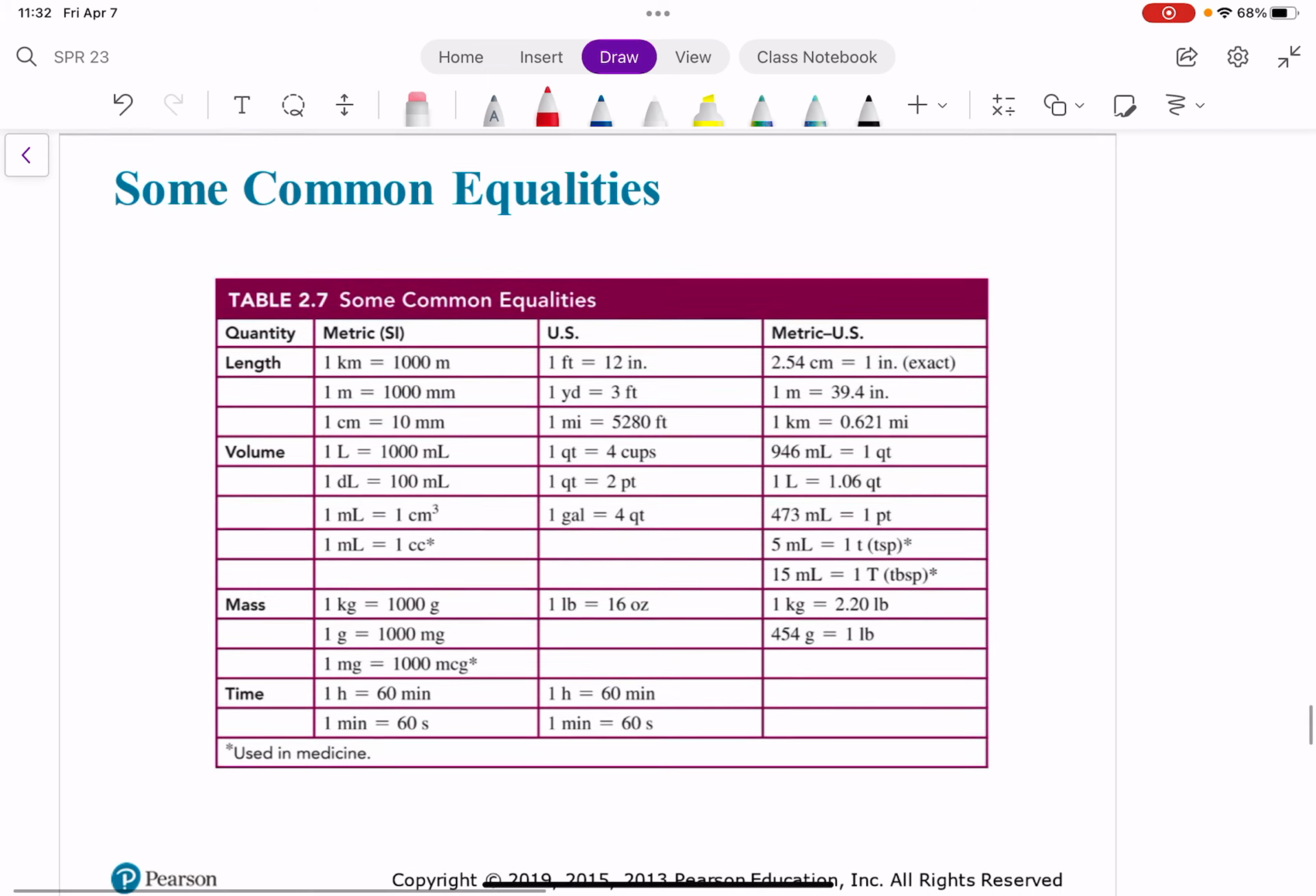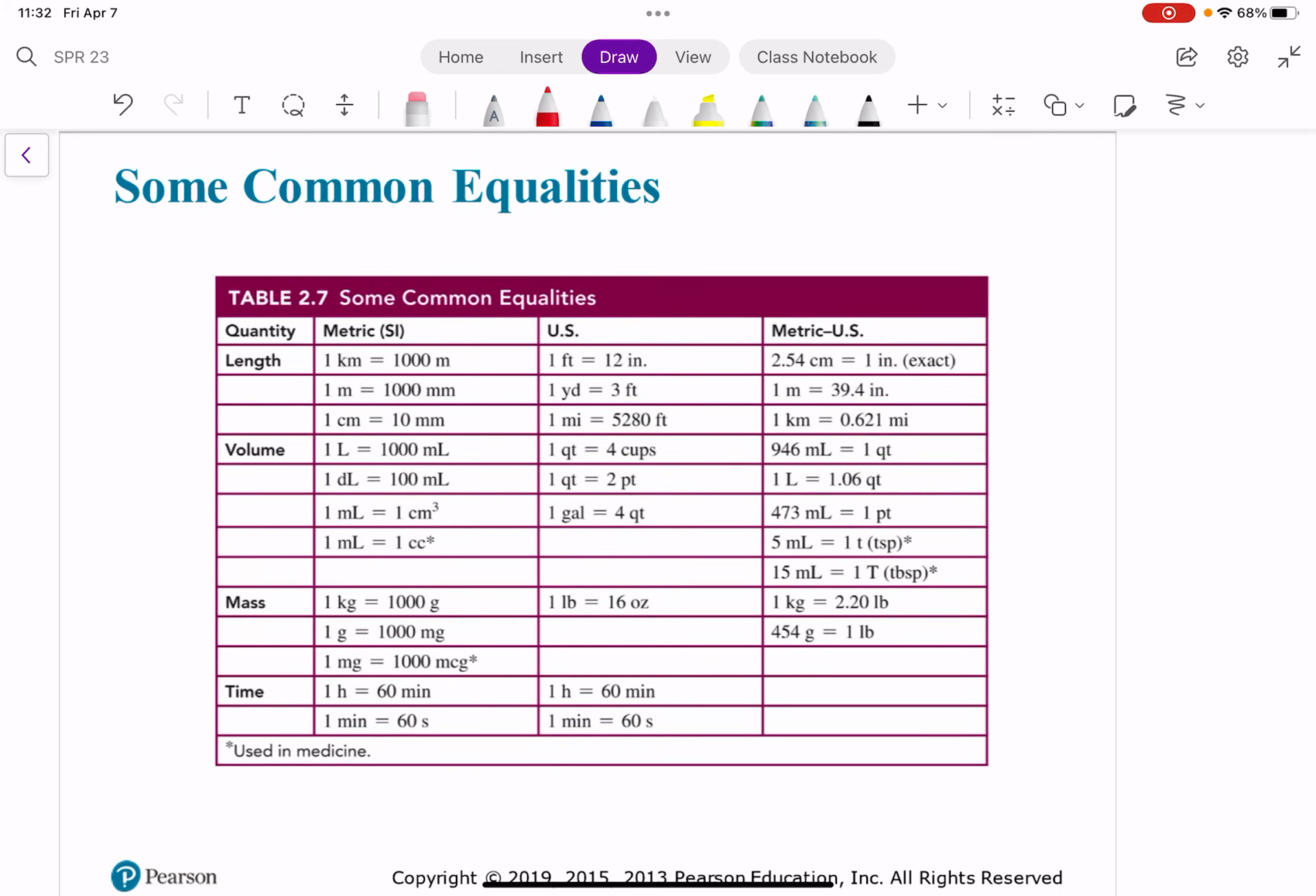All right, so these are just some of the common equalities. You don't need to memorize this. I mean, you need to know the metric system, like I said, those ones that I starred up top, but you don't need to know how to convert. You don't need to memorize any of these, right? Any of these will be given to you on a test. So don't memorize those. But these are just some common ones you might need.